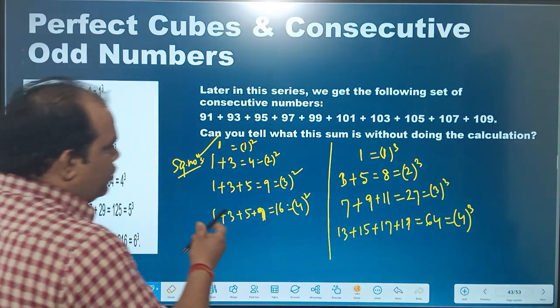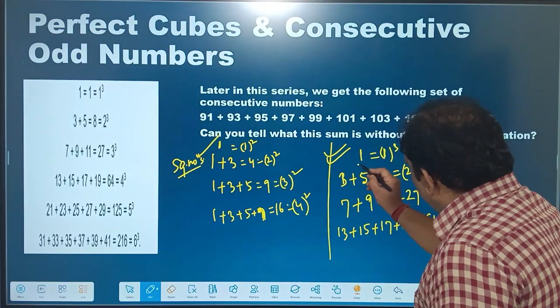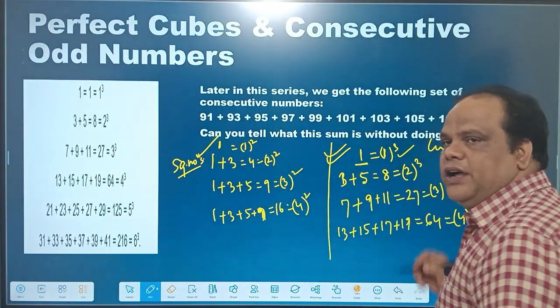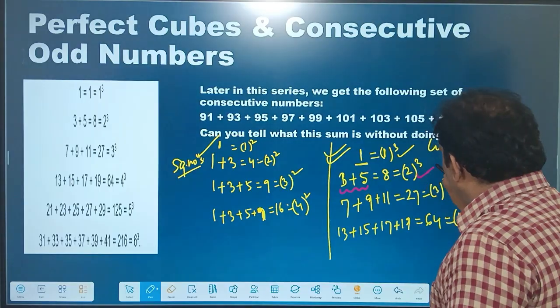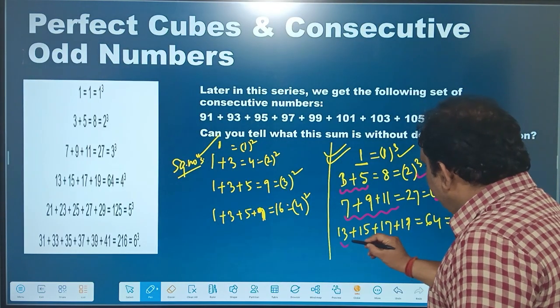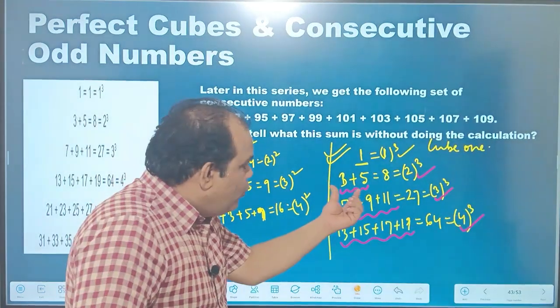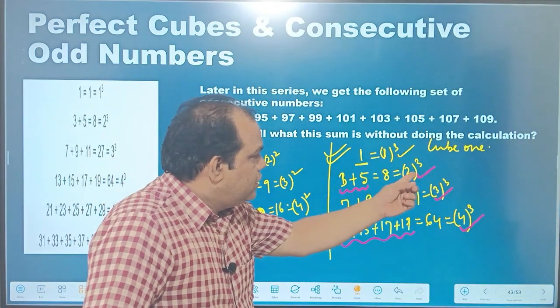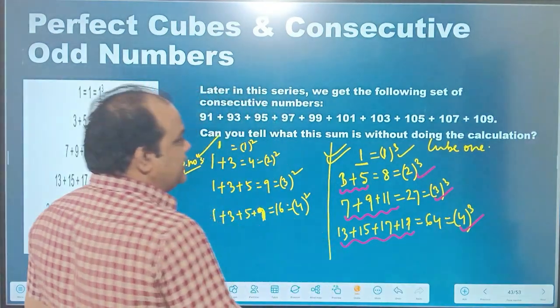So what do you see here? Now we will not discuss the squares; we will discuss the cube one. If you add one odd number, you get 1 cube. If you add 2 odd numbers, you get 2 cube. If you add 3 odd numbers, you get 3 cube. If you add 4 odd numbers, you get 4 cube. Correct? The count of odd numbers is equal to the cube of that number. We get cubes of numbers in series.